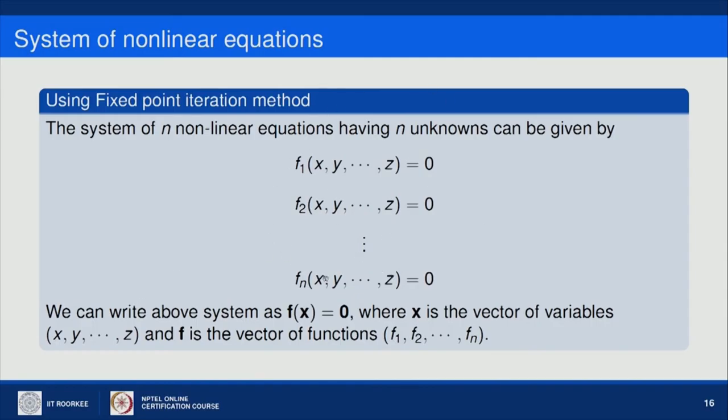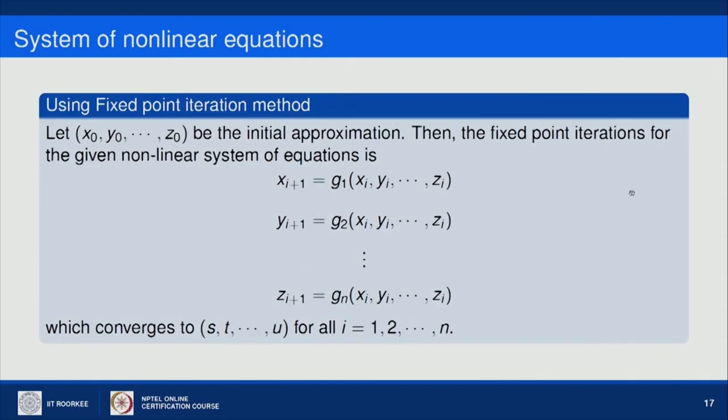So, we can write this system again in vector form like this, F of x equals to 0, where F is the vector of functions f1, f2, up to fn, and x is the vector of variables x, y up to z, that is n variables. Now, if I take the initial approximation as x naught, y naught, z naught, then the fixed point iterations for the given nonlinear system of equations are given in this way. So, here you can notice that we are having functions g1, g2, up to gn.